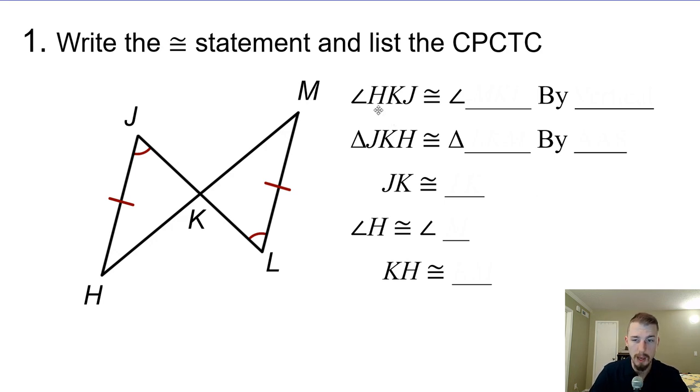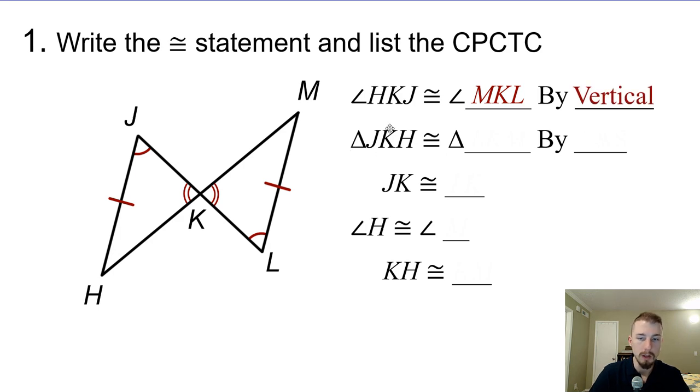So number one, write the congruency statement and then list the corresponding parts of congruent triangles that are congruent. So the first part we have is angle HKJ, that's this angle here, is congruent to what other angle by what? If we notice, this angle is going to be a vertical angle, right? So HKJ is congruent to MKL by vertical angles. You can just write verticals just fine.